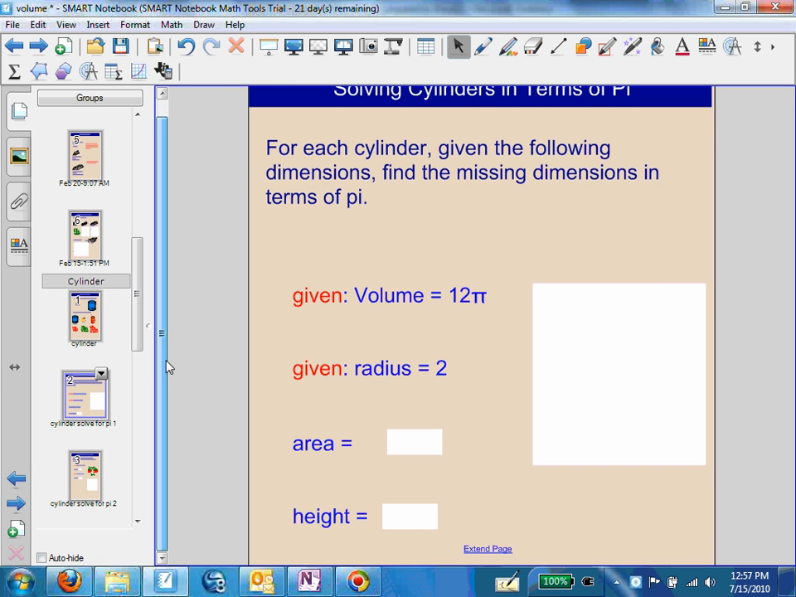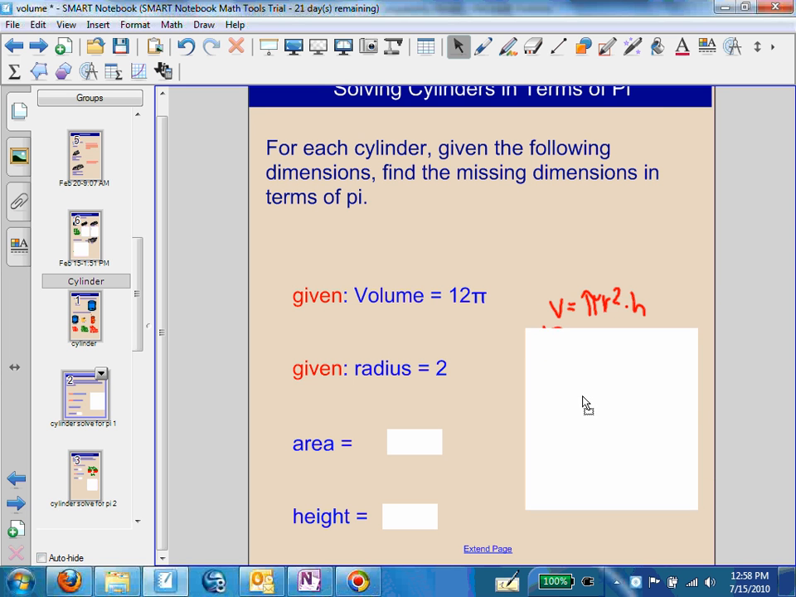Now, we're going to work with some problems where we leave the answers in terms of pi. So we're told that the volume of this particular cylinder is 12 pi and the radius is 2. And we're asked to find the area and the height. So we're going to set up a problem that volume equals pi r squared times h. We're going to plug in what we know. We know that 12 pi is the volume, and we know that if the radius is 2, we're going to put in 2 and square it to get 4.